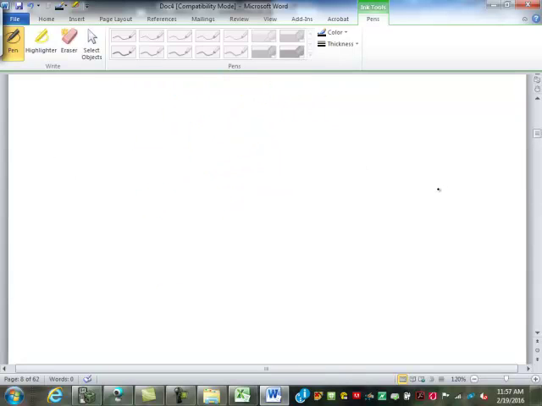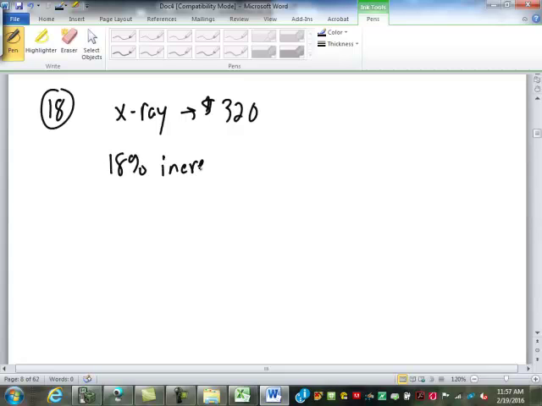Okay, 18 and 19 with the word problems. I tripped up quite a few people on these. For number 18, the price of an x-ray is $320. If the price is scheduled to go up 18% next week, what will the price be after the increase? So find the new price.